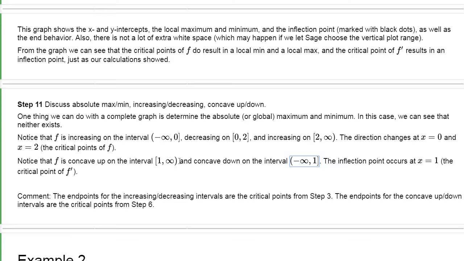Notice that the endpoints here for increasing, decreasing, the 0 and the 2, those are exactly the critical points of f, places where f prime is 0. And the endpoints here of concave up and down, which in this case is just 1, that's the critical points of f prime, places where f double prime is 0. So don't get those two confused. Don't put the places where f prime is 0 in here in concave up and down. Okay, that doesn't have anything to do with f prime being 0. This has to do with f double prime. And don't put these inflection points up here in my increasing, decreasing. Okay, try to keep those things separate.